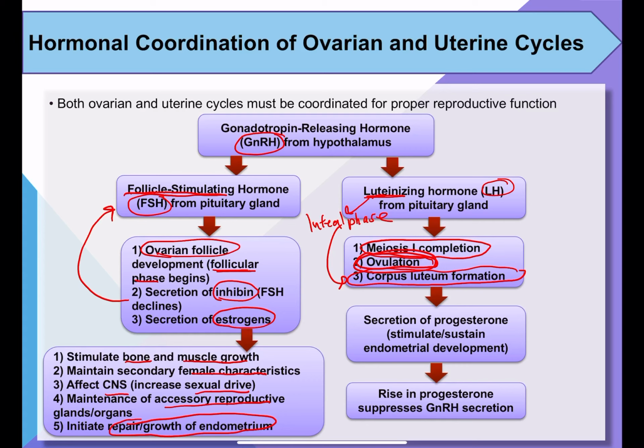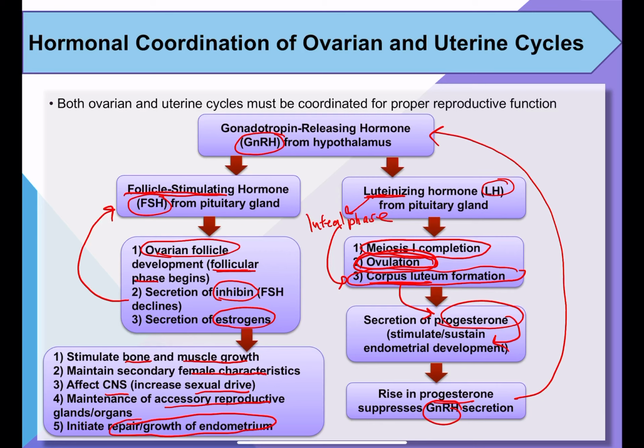Okay, and then because the corpus luteum is formed, it stimulates secretion of progesterone, and we just said progesterone is very important for maintaining and sustaining your endometrium layer, the functional layer anyway. That rise in progesterone acts as a negative feedback on gonadotropin releasing hormone, GnRH. Okay, so it's kind of similar to the male reproductive system, but just for different purposes.